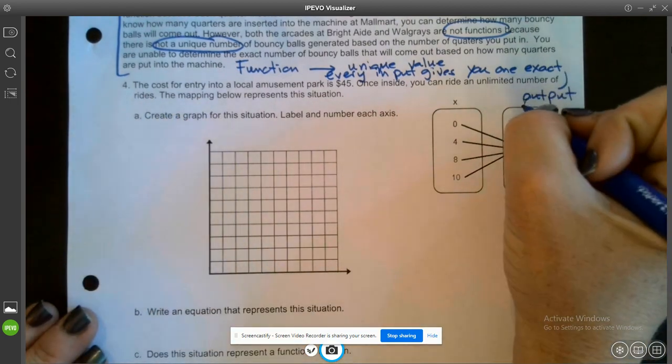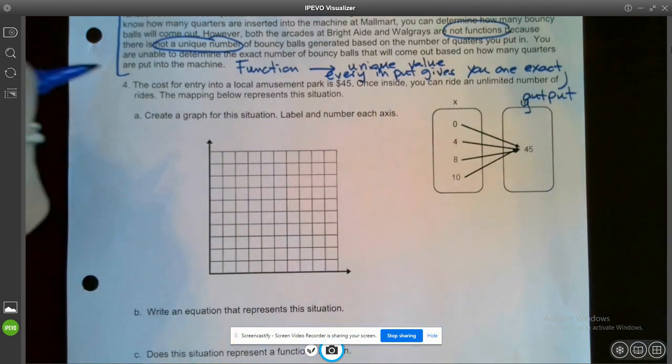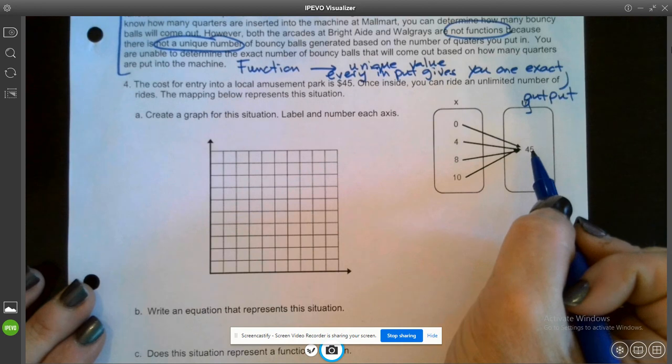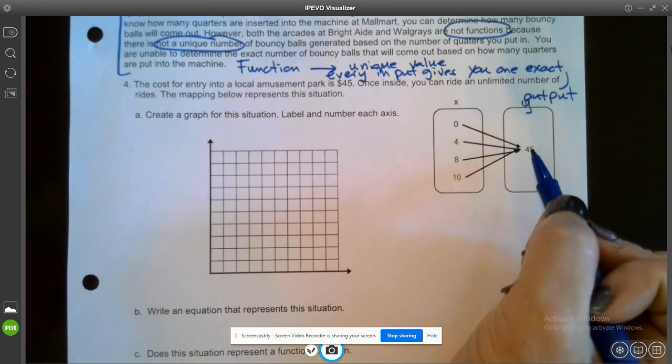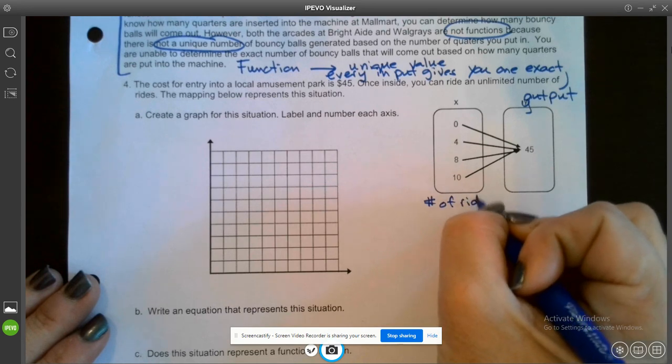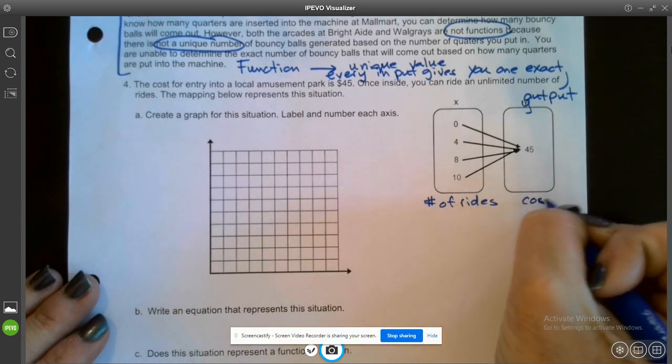Okay, so you can't see the Y there. I'm sorry. But if you decide to go on 0 rides, it's still going to be 45 bucks. That's a bummer. I think you should go on at least a few rides. So maybe we call this number of rides. And it looks like this is cost.